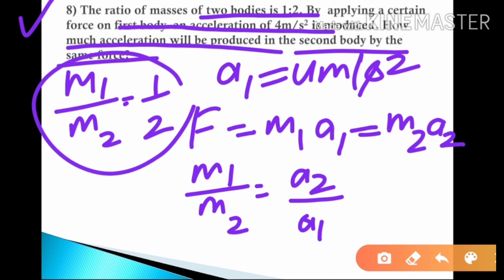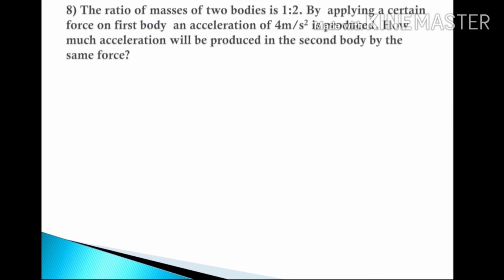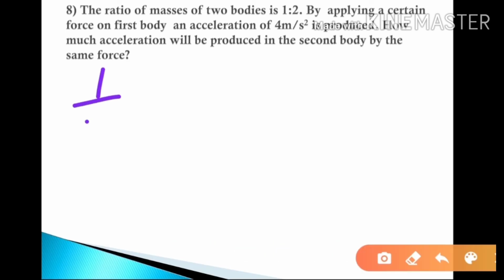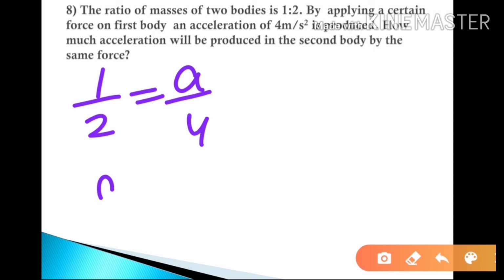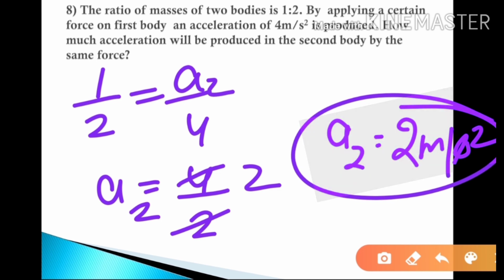Here we know that the value of m1 upon m2 is 1/2, 1 upon 2, and the value of acceleration in first body is 4. So a2 will come out: 1 upon 2 is equals to a2 upon 4. So a2 is equals to 4 upon 2, that is 2. So acceleration produced in second body by the same force will be 2 meter per second square.